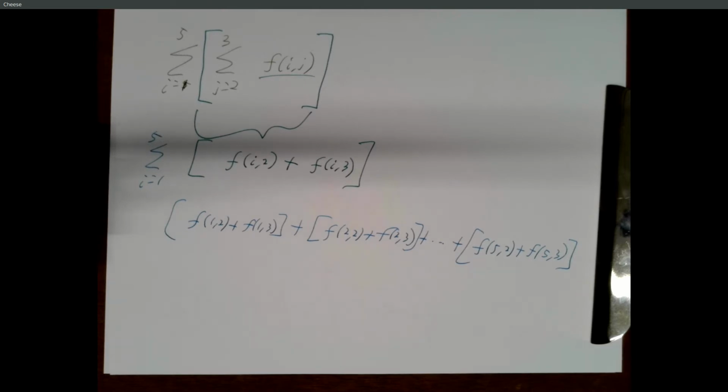And this is like a nested loop, right? For i equals 1, i less than or equal to 5, i plus plus. And in your curly brackets, you're saying for j equals 2, j less than or equal to 3, j plus plus. And then you're adding this expression to a running sum.